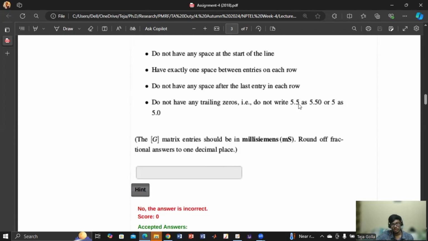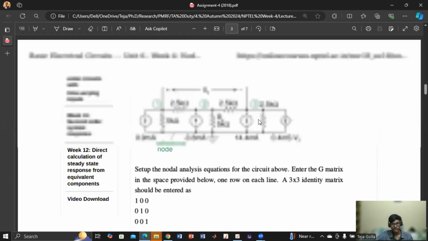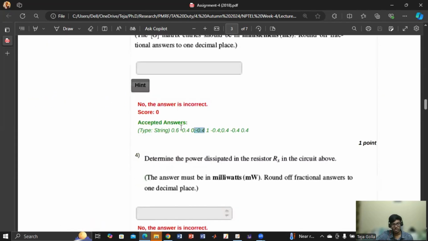That is, do not write 5.5 as 5.50 or 5 as 5.0. So if it is 2.50, write it as 2.5. Here we have 0.6, right? So it should be written as 0.6, not 0.60, and 0.4, not 0.40, and 1 should be written as 1, not 1.0.